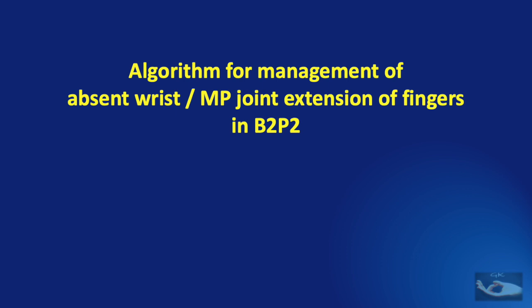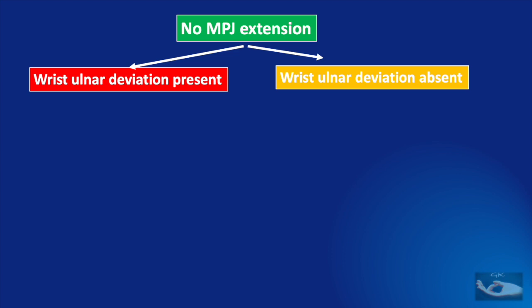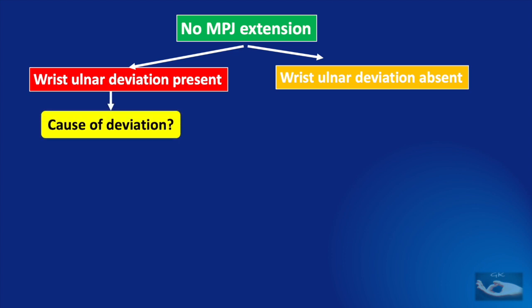Let us see an algorithm for managing this problem. When there is no extension at the metacarpophalangeal joints of the fingers, we need to check whether wrist ulnar deviation is present or absent. If wrist ulnar deviation is present, we must ascertain the cause of the deviation, whether it is the flexor carpi ulnaris or the extensor carpi ulnaris.